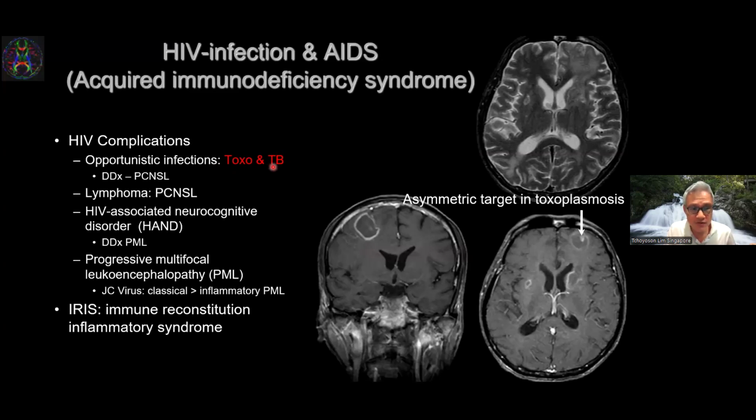TB is also very important, especially multi-drug resistant tuberculosis. In addition to toxoplasmosis and TB, there are, of course, other infections such as bacterial and fungal infection. Here's an example of a patient with toxoplasmosis with a ring-enhancing asymmetric target sign, as you can see in these two lesions in different patients.